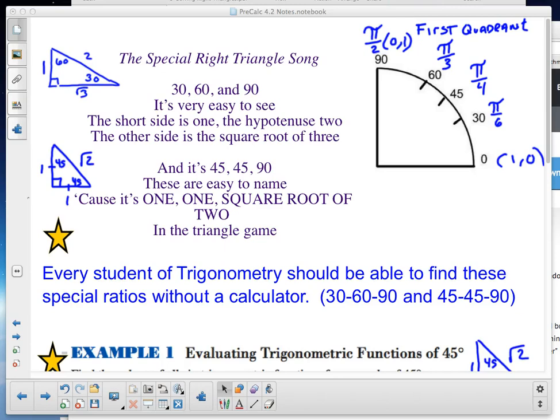Okay, this is PreCalc 4.2 notes, the second part of day one. We had several questions on the white worksheet that took some of our time.